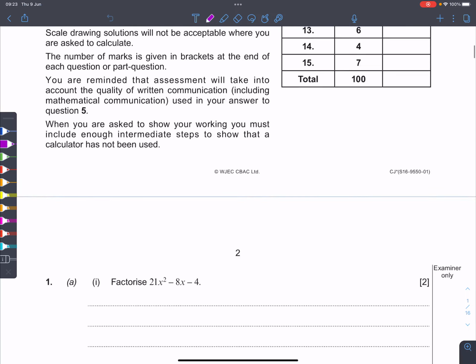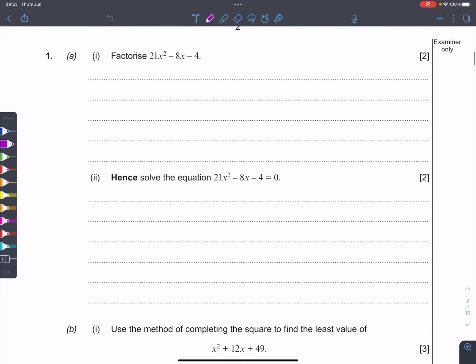Okay, so we are going to be looking at the Additional Maths 2016 summer paper. So we'll start on question 1, which is a factorising of a quadratic question. When I factorise a quadratic, I'm going to multiply my coefficient of x squared by my constant. That's going to give me negative 84. Okay, so we'll come back to that in just a second.